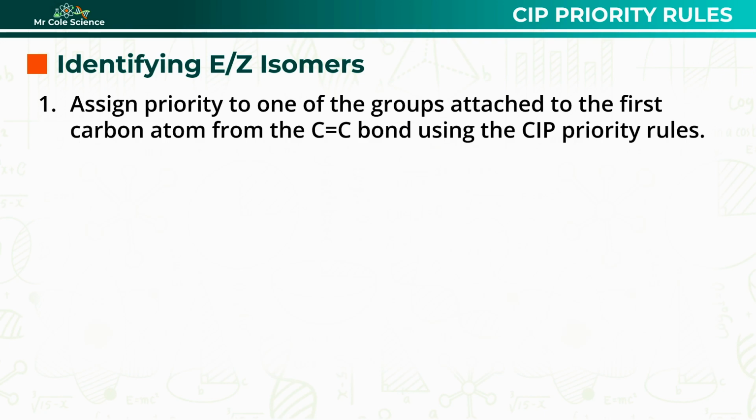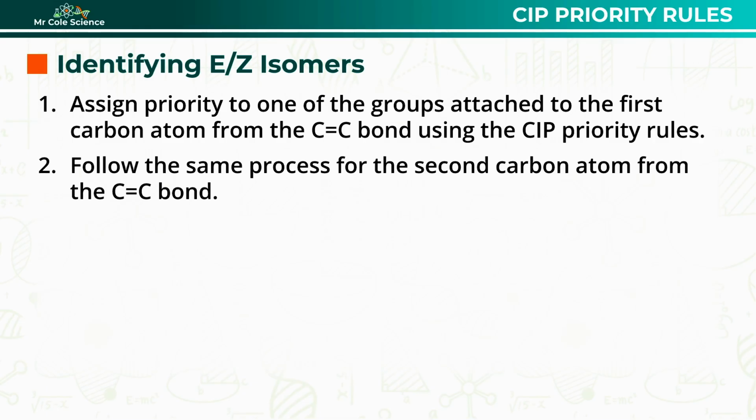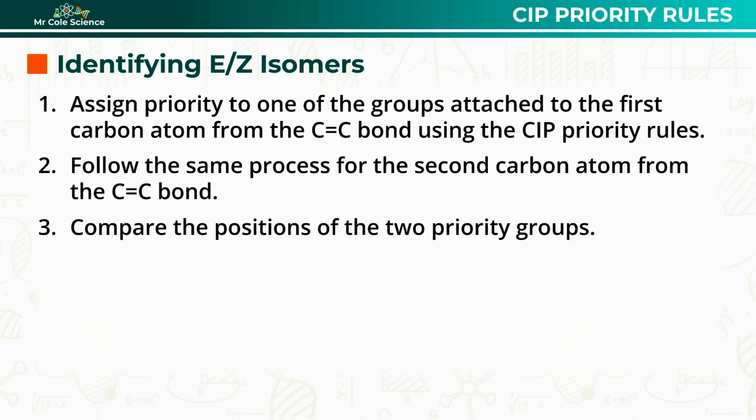Repeat this process for the other carbon atom in the double bond. And once you've identified the priority groups, compare their positions. If they're on the same side of the double bond, the molecule is the Z isomer. If they're on opposite sides, the molecule is the E isomer. And that's how the CIP Priority Rules provide a consistent method that chemists use every time they identify E and Z isomers, regardless of how simple or complicated the molecule might look.